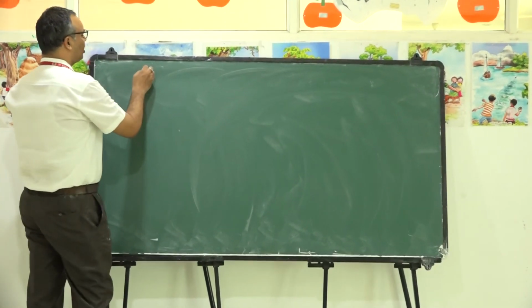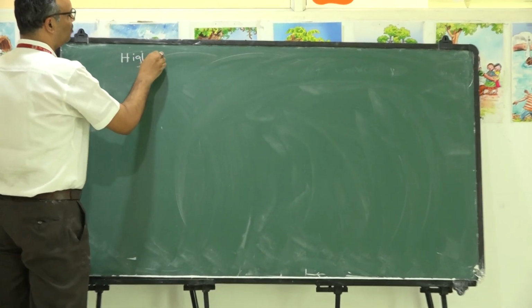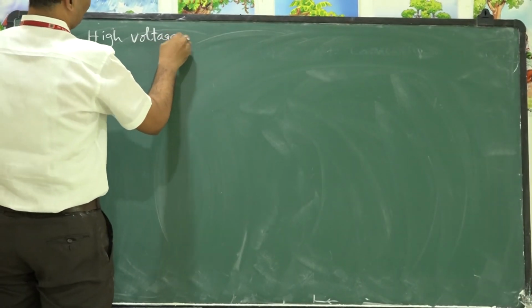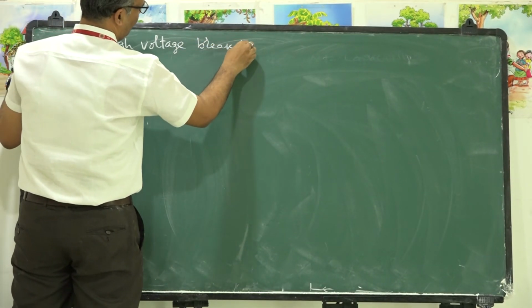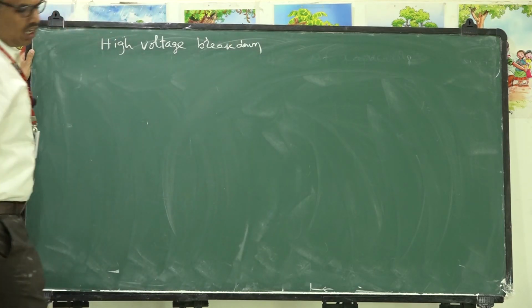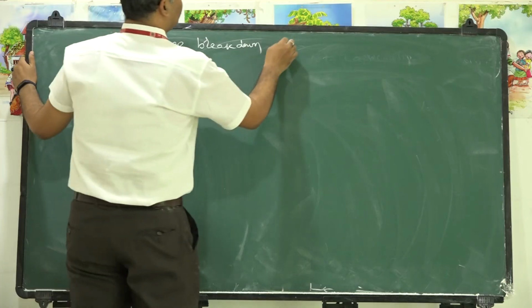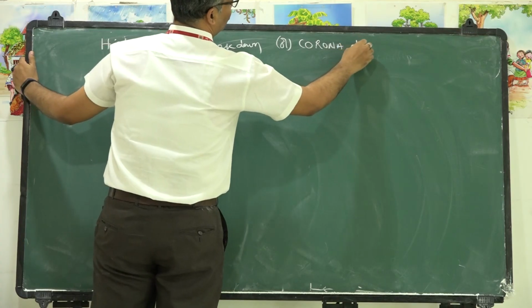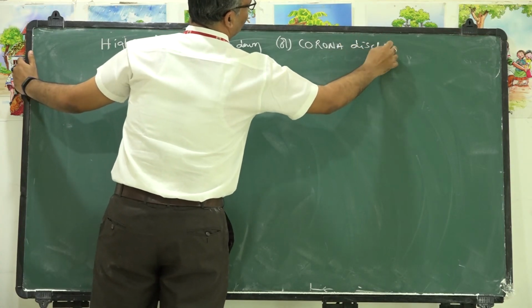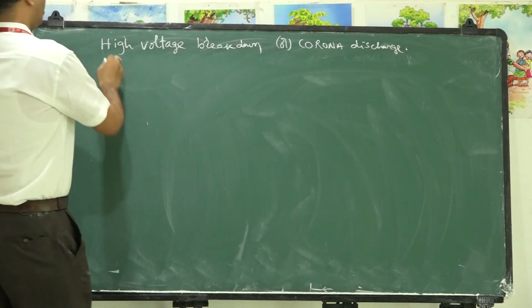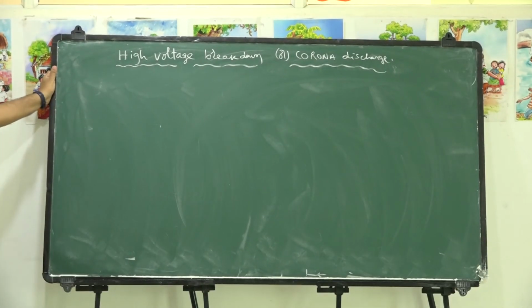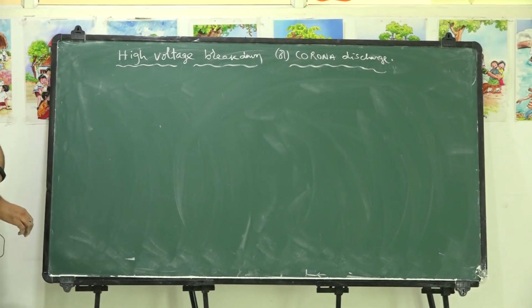Let us discuss one more concept. High voltage breakdown, which is also called corona discharge. It's an essential concept to learn the Van de Graaff generator. First of all, let us understand what is high voltage breakdown. What do you mean by corona discharge?